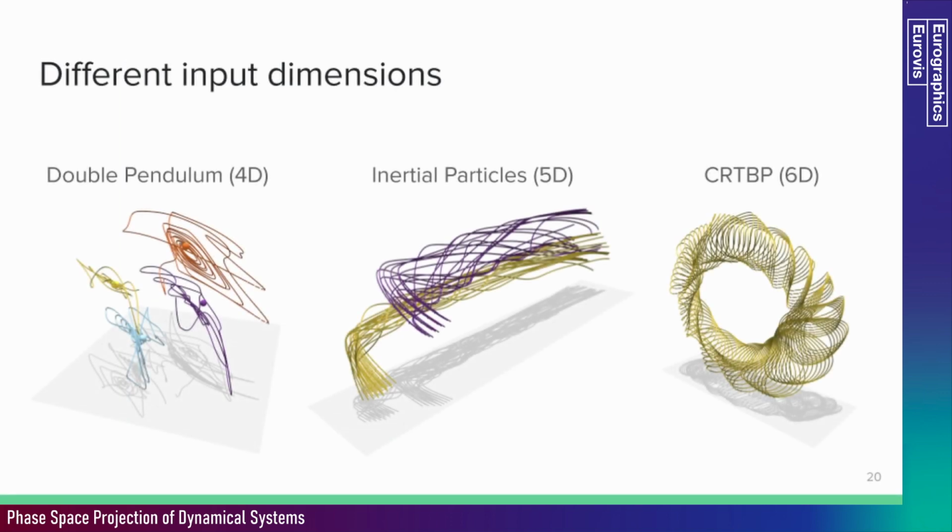The results that we have shown so far have been derived from 4-dimensional curves. The first higher dimensional scenario shown here is given by the inertial particles in a time-dependent flow, where the input curves are specified in a 5-dimensional space. The 6-dimensional example is obtained by projecting a curve from the CRTBP system, but configured in a way that allows for motion in the z-axis, effectively increasing the subspaces of position and velocity to 3 dimensions each.